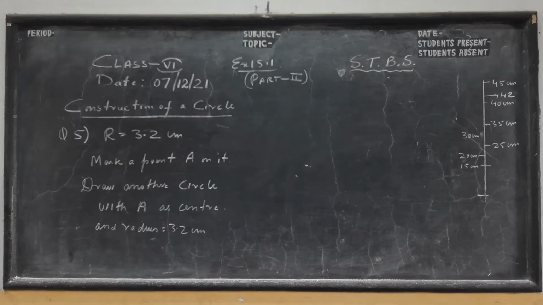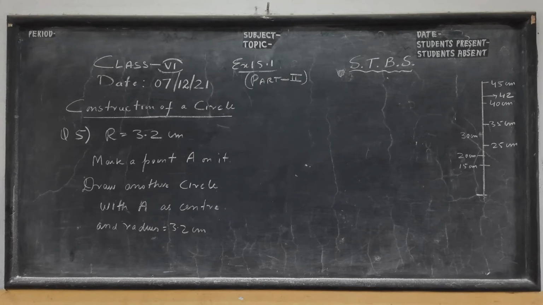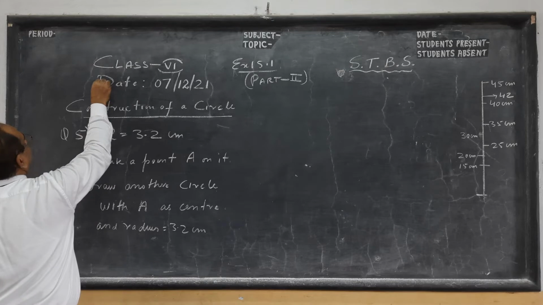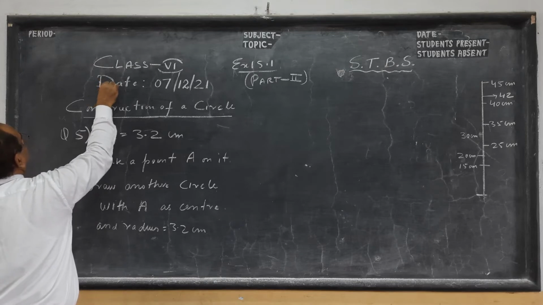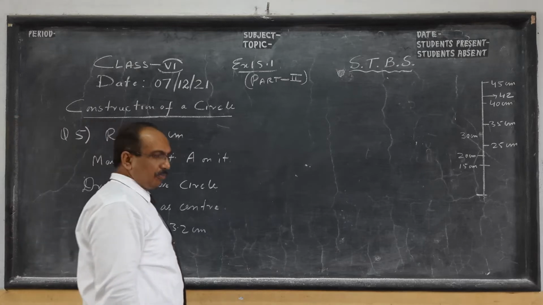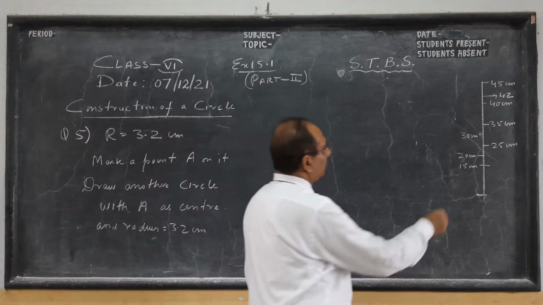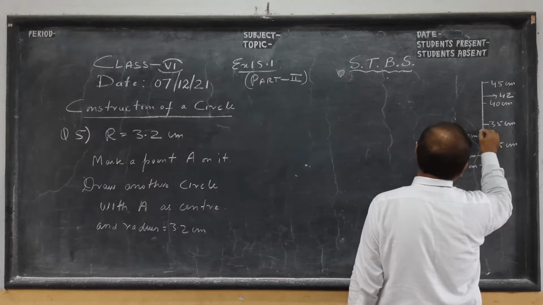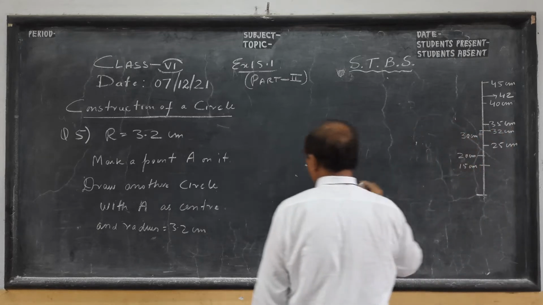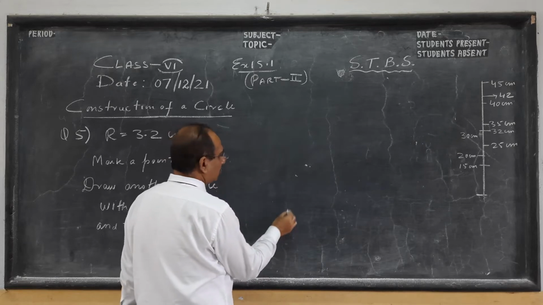So next we move on to part 2 of our lesson on construction of circle. Here we have a question where the radius is 3.2. As we were doing, children, here I take 10 times bigger, so 32 centimeter will be somewhere here. One rough diagram I am showing you.